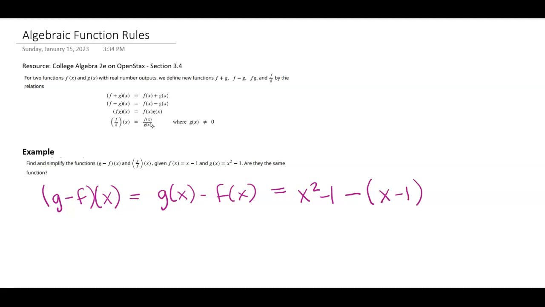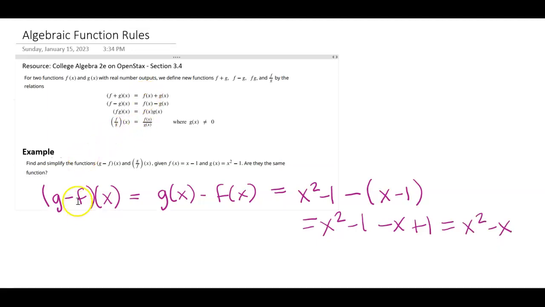Now, especially in subtraction, you want to make sure you put that second function in parentheses so that you distribute the negative, because we need to subtract every term in f of x. So x squared minus 1 minus x plus 1. Here those cancel, and I'm left with x squared minus x as my new function. That's the difference between g and f.